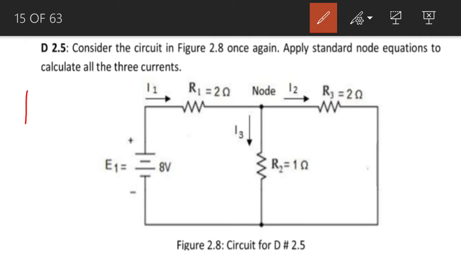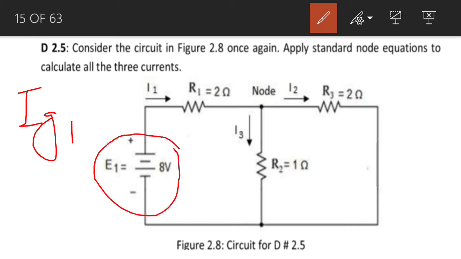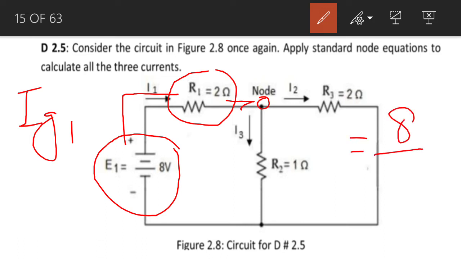So how do we calculate IG1? For IG1, we consider the source that has been connected to the given junction. This source has been connected to the node with the help of this series resistor. So the voltage of the voltage source, which has been connected to the junction, divided by the resistance of the series resistor, gives you IG1.